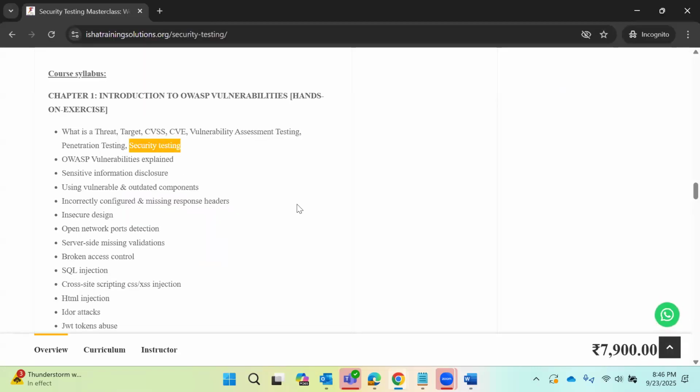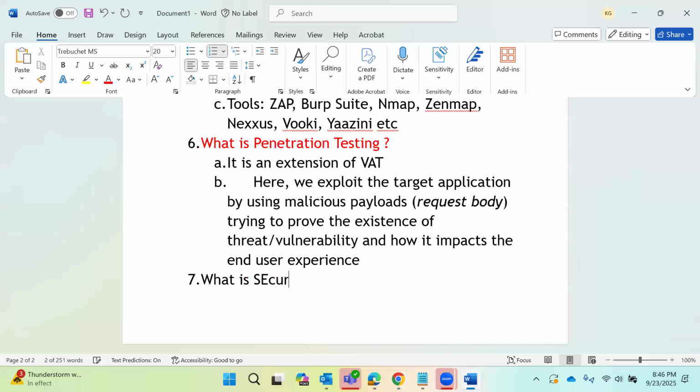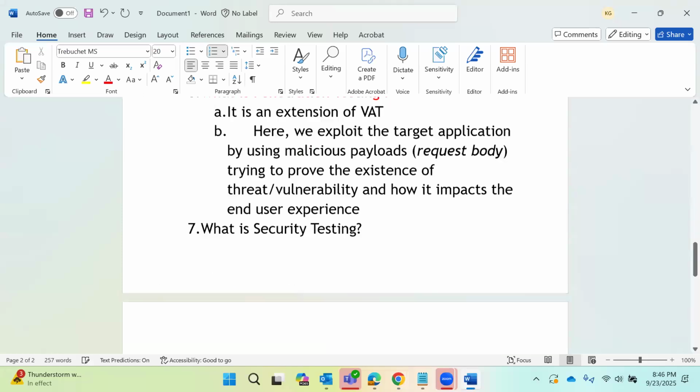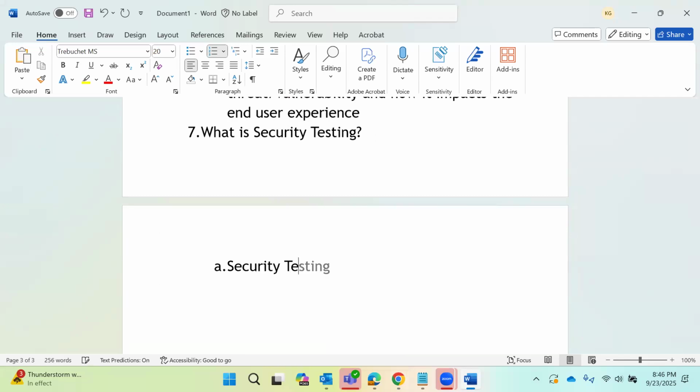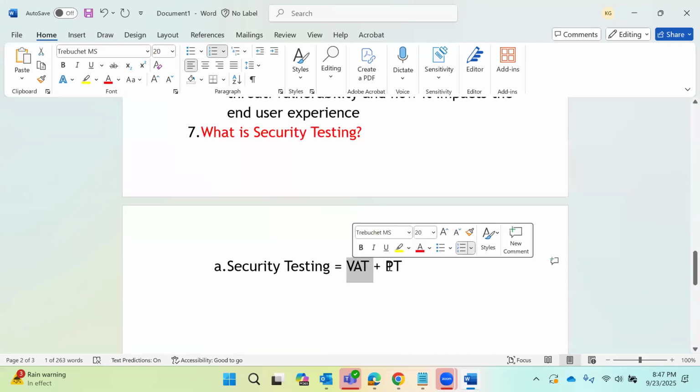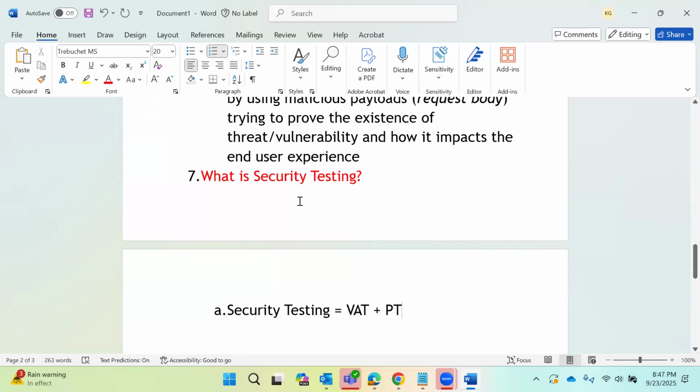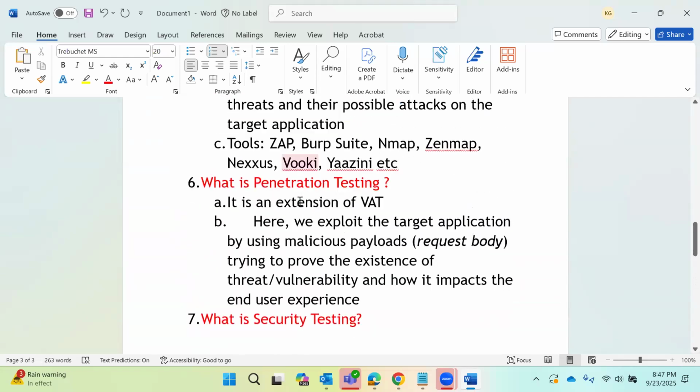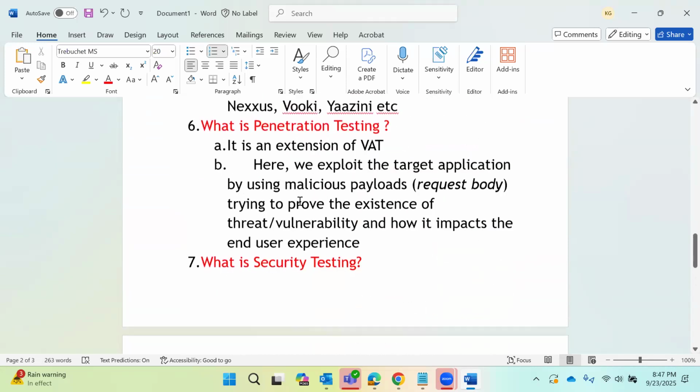Finally, we have a word called security testing here. So let me write here, what is security testing? I will say security testing is nothing but vulnerability assessment testing plus penetration testing. That's it. So what is this course? Security testing course, which means am I teaching VAT? Yes. Am I teaching PT? Yes. So when someone says security testing, tell them it is a combination of vulnerability assessment testing and penetration testing. Then explain what is VAT and explain what is PT.